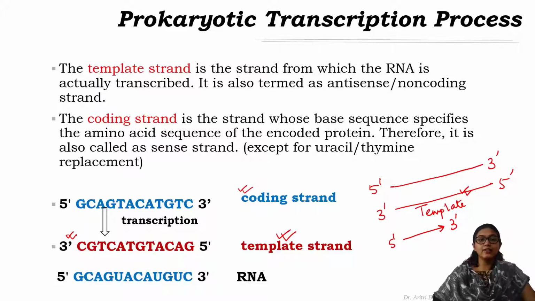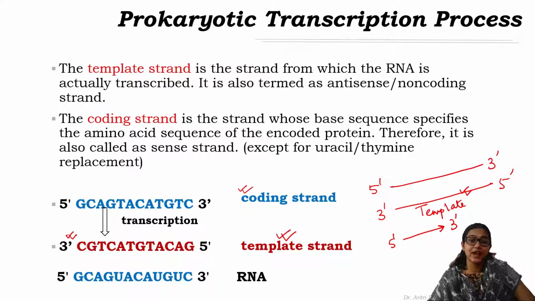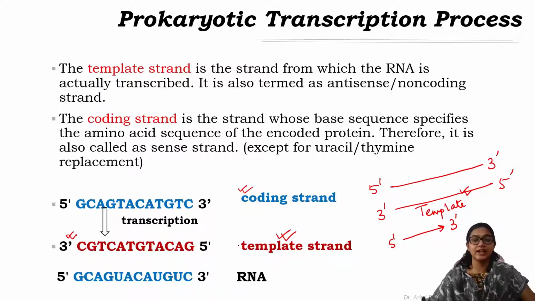So let's see once again what is the template strand and what is the coding strand. The template strand is the strand from which the RNA is actually transcribed, and the coding strand is the strand whose base sequence specifies the amino acid sequence of the encoded protein. It means the code of the DNA strand is similar to the code of the RNA strand. Because they are similar, that strand is known as the sense strand, whereas the template strand is called the antisense or non-coding strand.